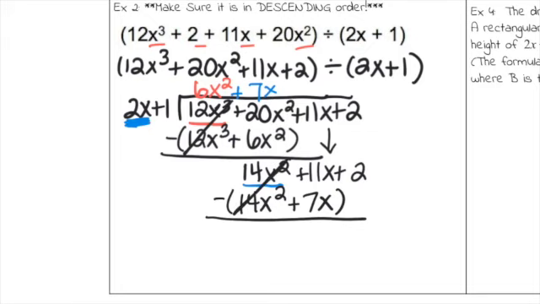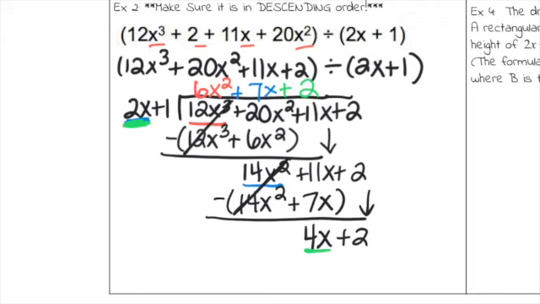That should cancel. And now we have 11x minus 7x, so 11x minus 7x is going to give me 4x. Bring down your plus 2. And one more time. So what do I need to multiply 2x by to give me 4x? If I'm multiplying 2 times 4, and we already have an x, so that's going to be plus 2.